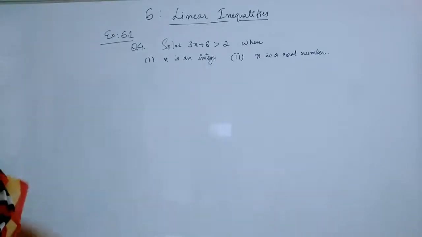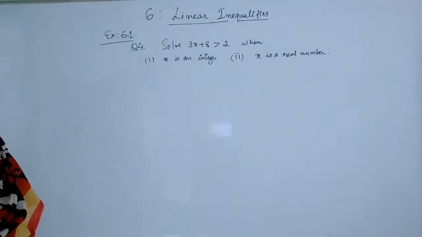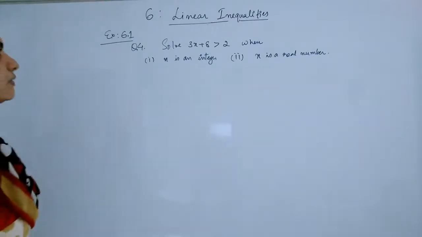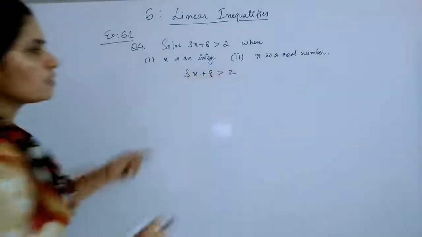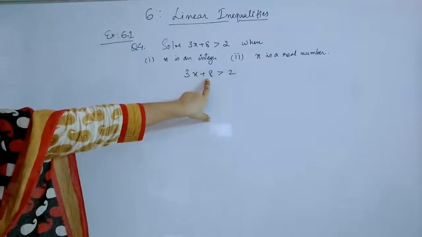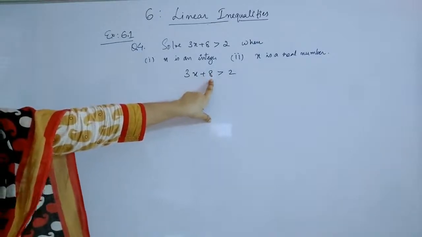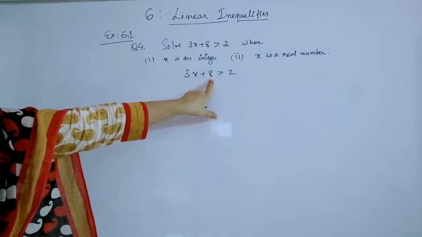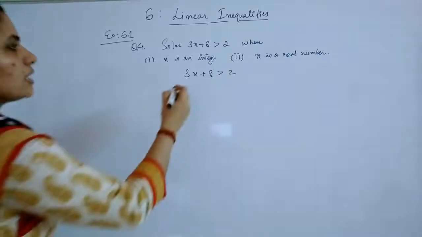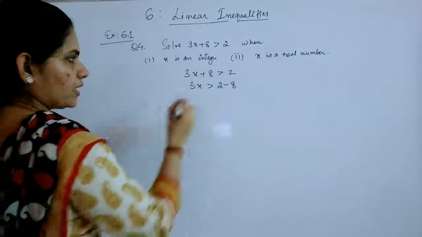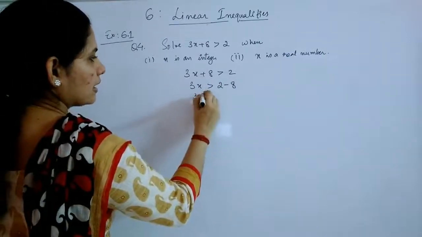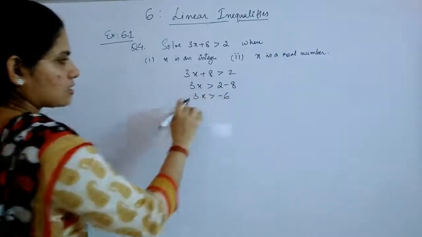Question number 4 is solve 3x plus 8 greater than 2 when x is an integer, x is a real number. So starting with the solution of this, 3x plus 8 is greater than 2. First we have to remove this 8 from both the sides. 8 removing means we are just subtracting by 8 on both the sides. So that this will give you 3x is greater than 2 minus 8, or 3x is greater than minus 6.